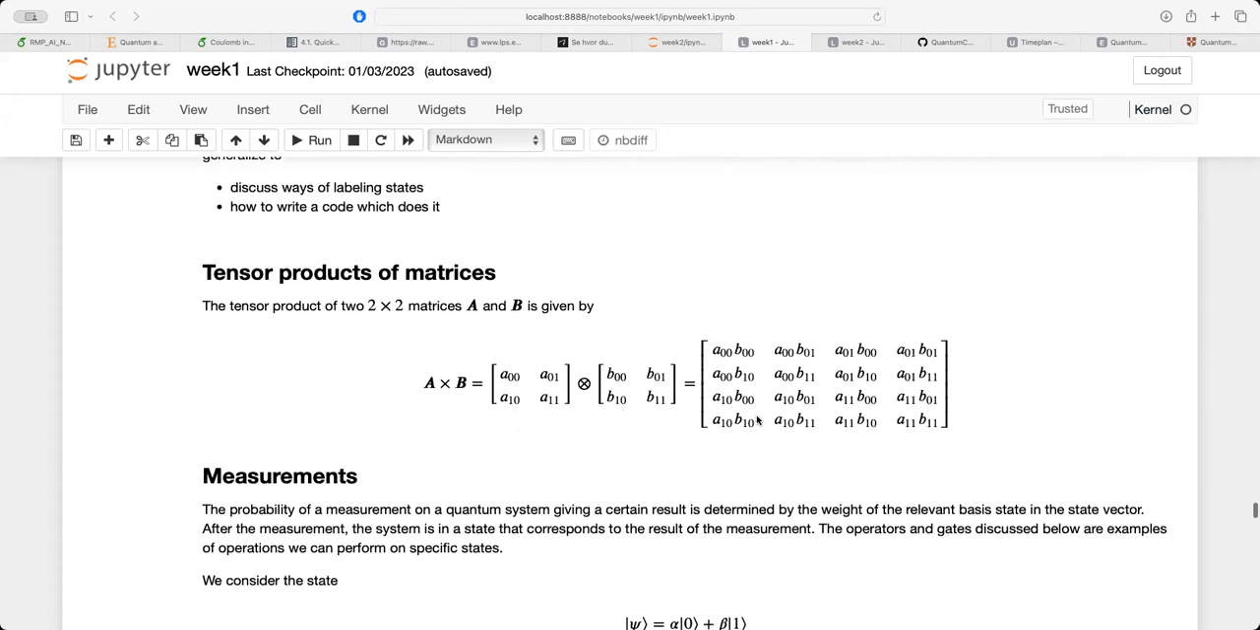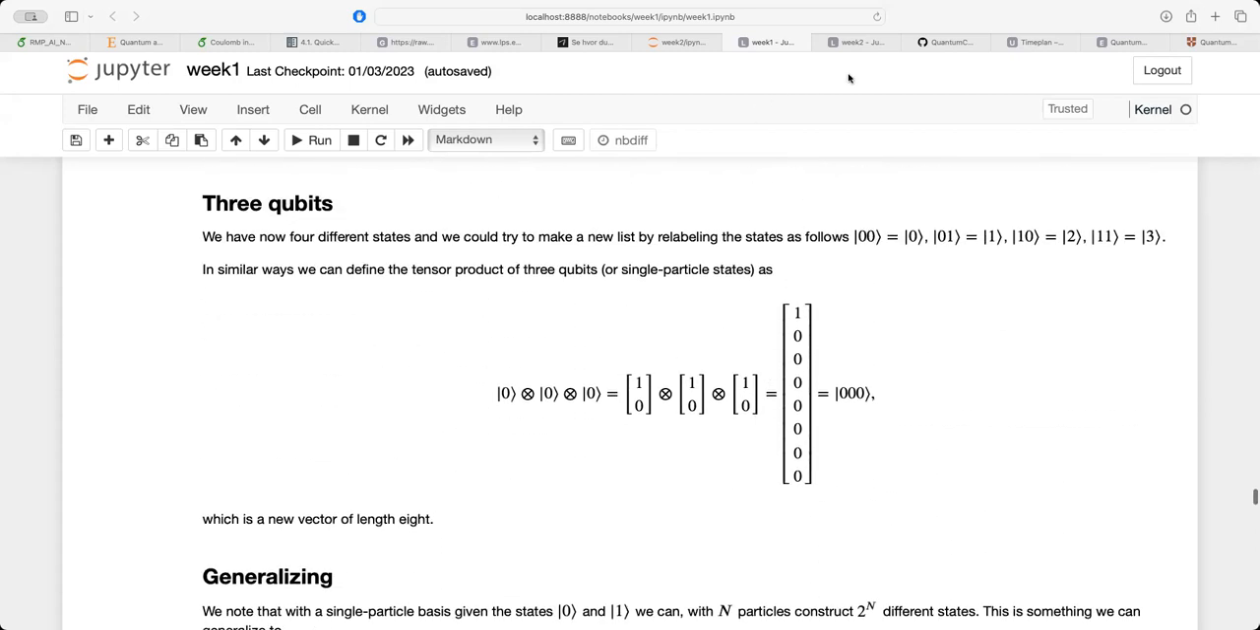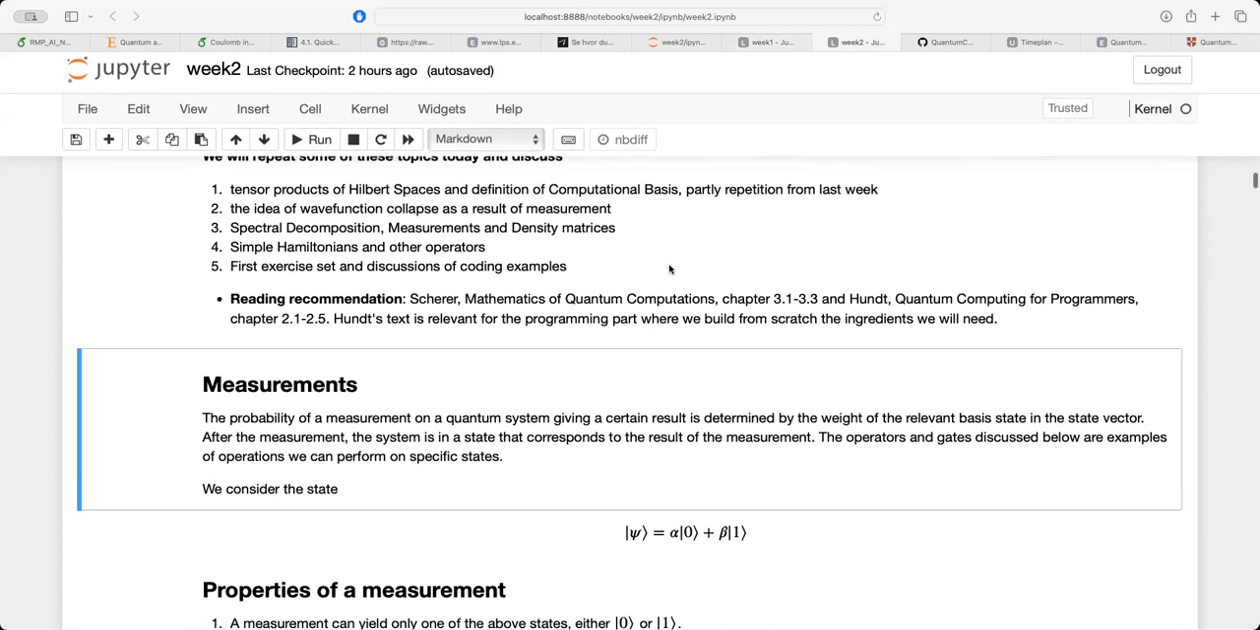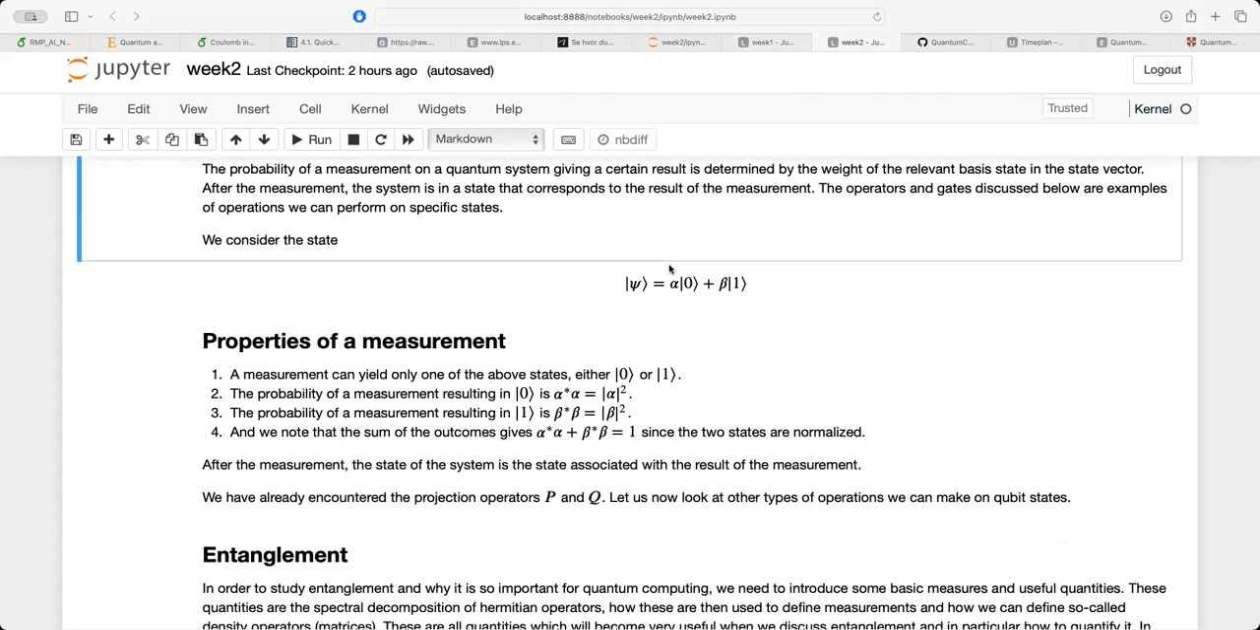Okay, then you can continue. I discussed some other tensor products, and we are going now to switch over to the topic today. And we are going to look at the measurements. But before we do that, we need to introduce a technicality, which is called the spectral decomposition.